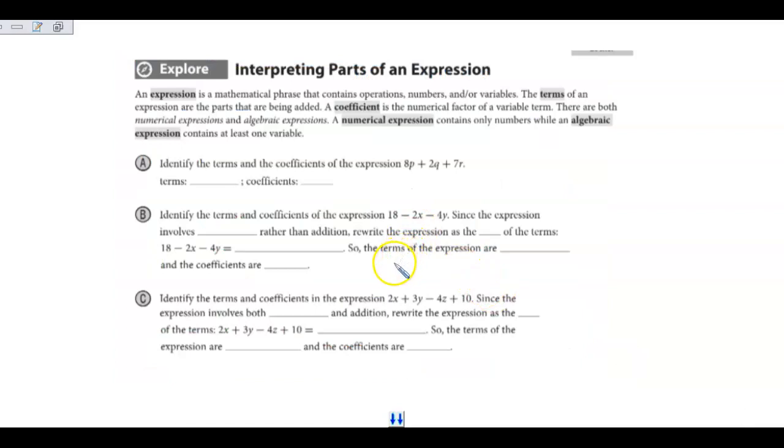So an expression is a mathematical phrase that contains operations, numbers, and/or variables. The terms of an expression are parts that are being added. A coefficient is the numerical factor of the variable term. They are both numerical expressions and algebraic expressions. A numerical expression contains only numbers. That's why they call it numerical. Algebraic expressions include at least one variable, and it's the variable that creates the algebraic portion.